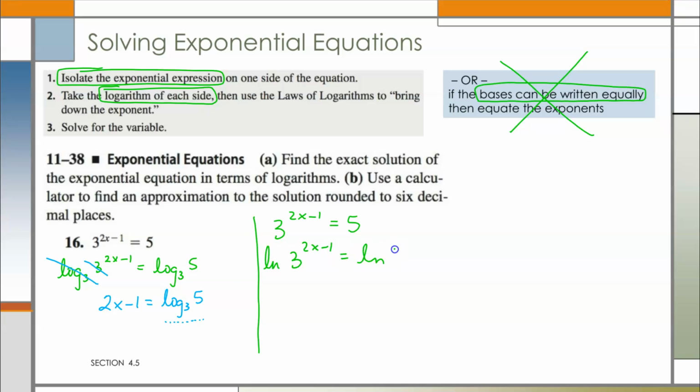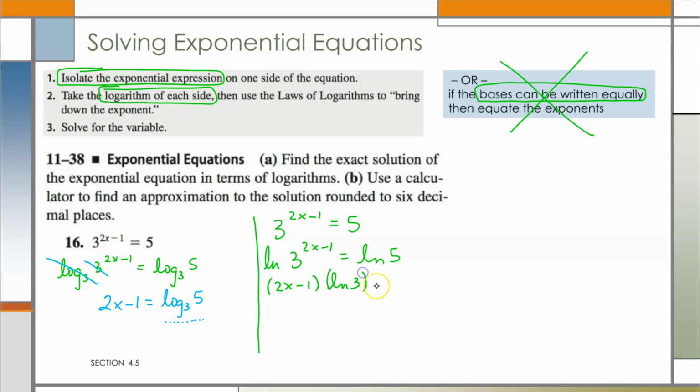When I ln both sides, there's no canceling out. Here we can cancel because these were both 3, log base 3, exponential base 3. Here we cannot cancel log base e with the 3, so there's no canceling. But as we learned last time, we can bring down that exponent. And here is how we're going to get to solve for x.